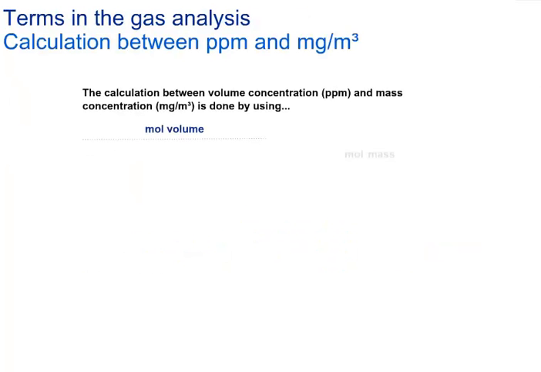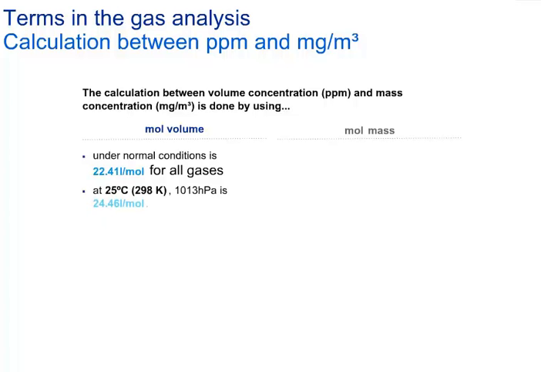The calculation between volume concentration, ppm, and mass concentration, milligrams per cubic meter, is done by using mole mass and mole volume. The mole volume under normal conditions, 273 Kelvin, 1013 hectopascal, is 22.41 liters per mole for all gases. The mole volume at 25 degrees C, 298 Kelvin, 1013 hectopascal, is 24.46 liters per mole.